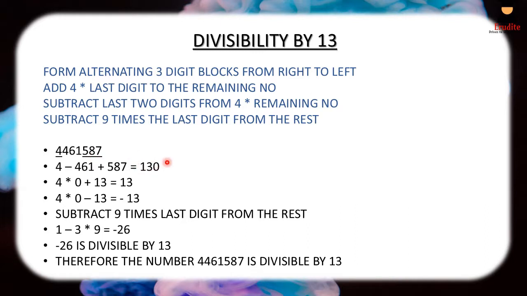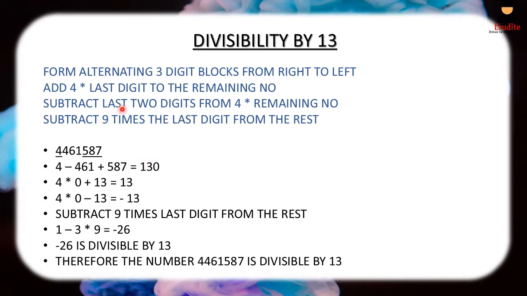Now for the number 130, you have to take 4 into the last digit and add it to the remaining number. My last digit over here is 0. So 4 into 0 plus the remaining number. The remaining number after the 0 is cancelled is 13. So 4 into 0 plus 13 comes out to be 13.